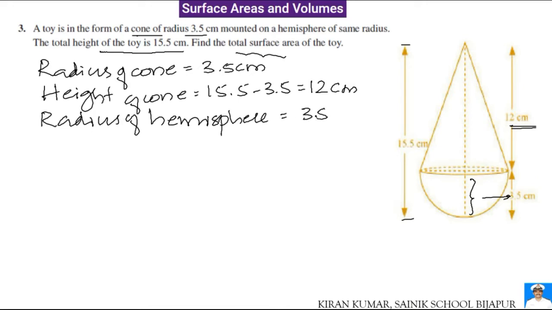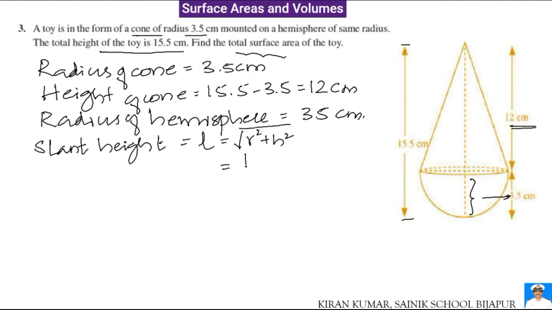To find the curved surface area of cone added to curved surface area of hemisphere, we need the slant height. So the slant height can be found. This will be L, which is equal to root of R square plus H square. Here it is root of 3.5 square plus 12 square.